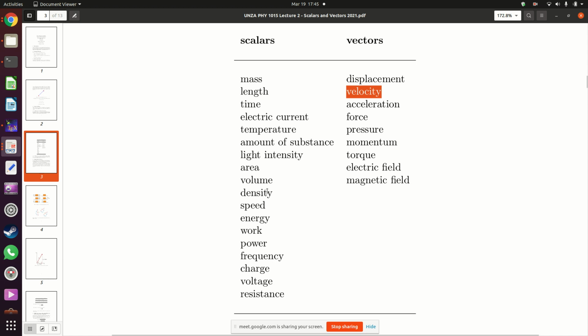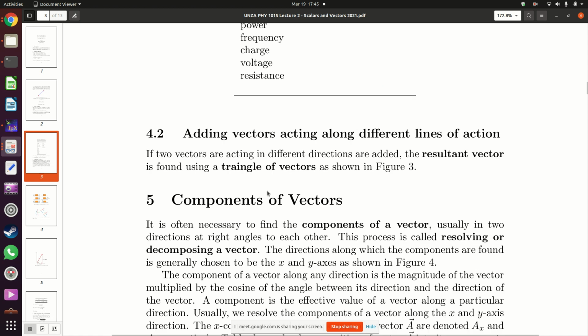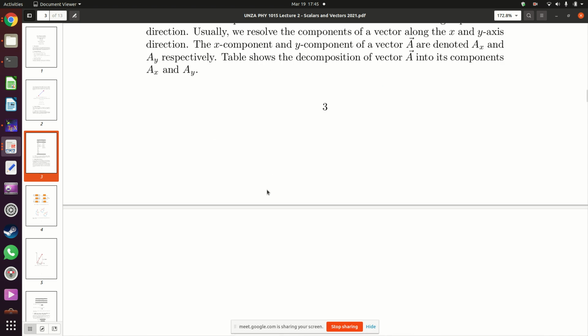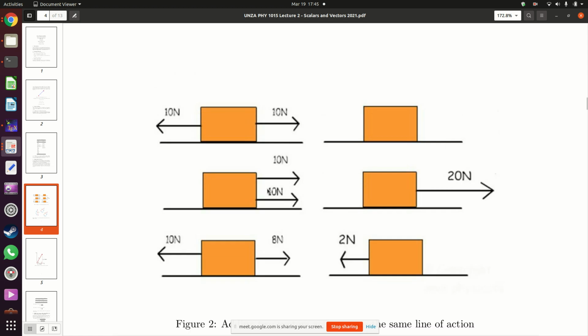Here we have got some examples of what we mean by adding vectors in the same direction. So here, for example, you have a box. There is a force of 10 newtons acting in this direction. There's another force of 10 newtons acting in that direction. These two forces, as you can see, are opposite each other, but they're in the same line because they're kind of parallel, but they're opposite in direction.